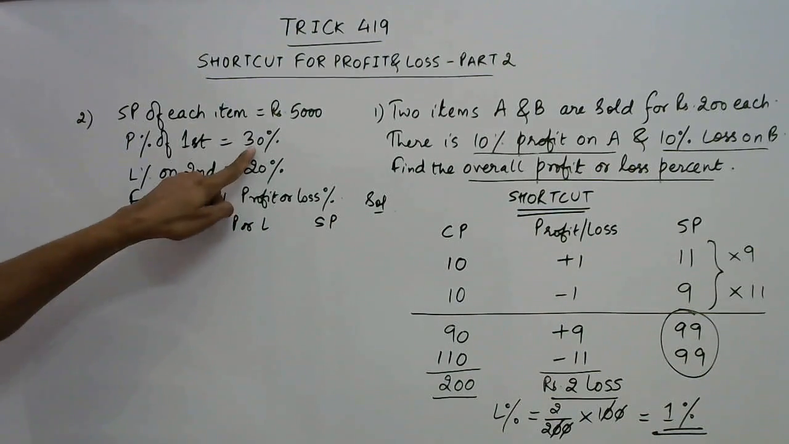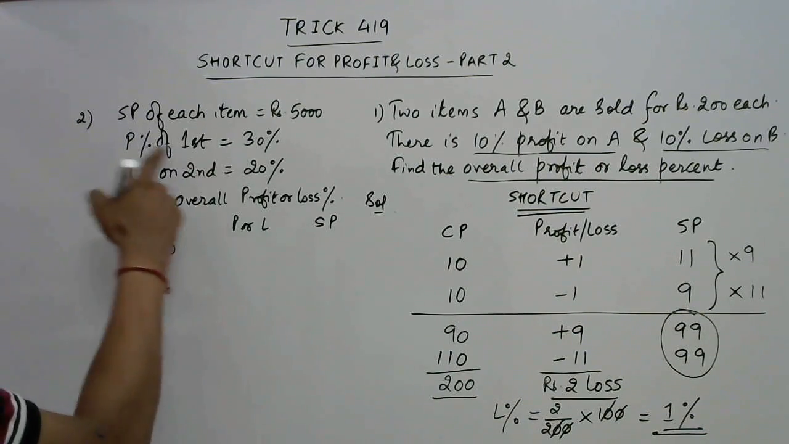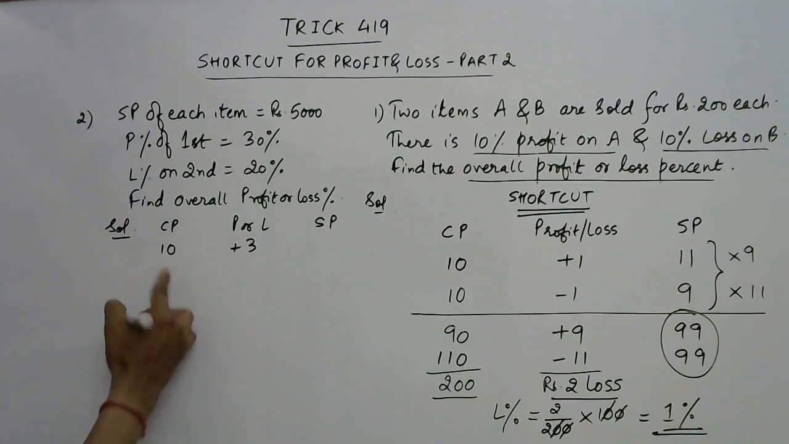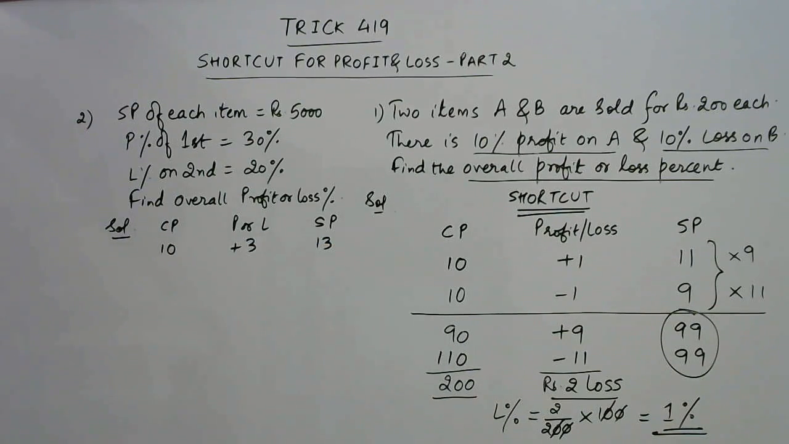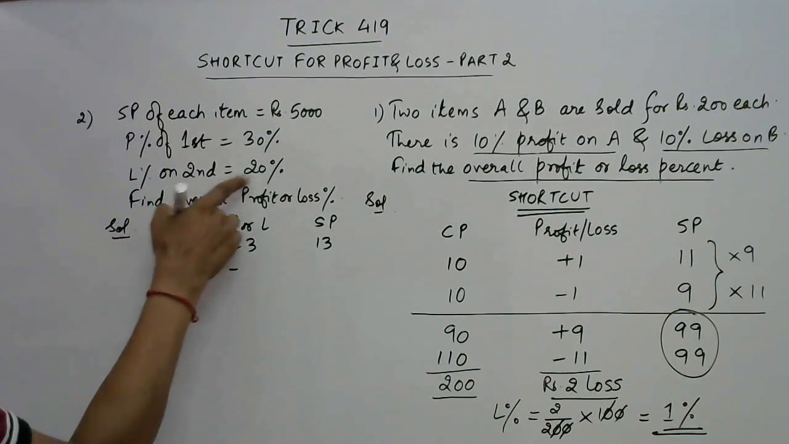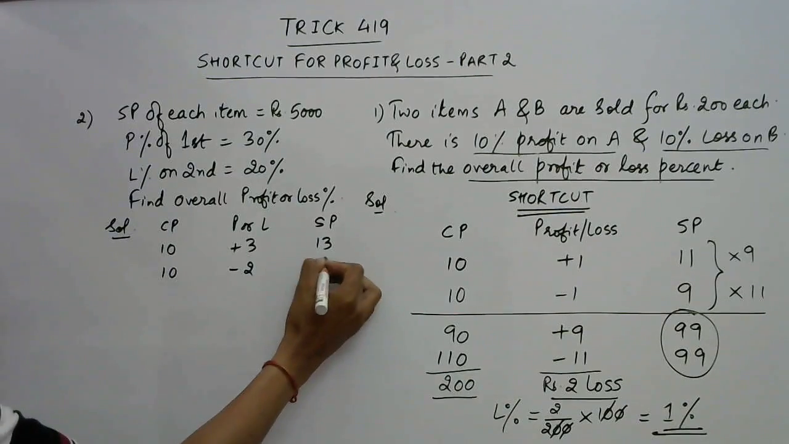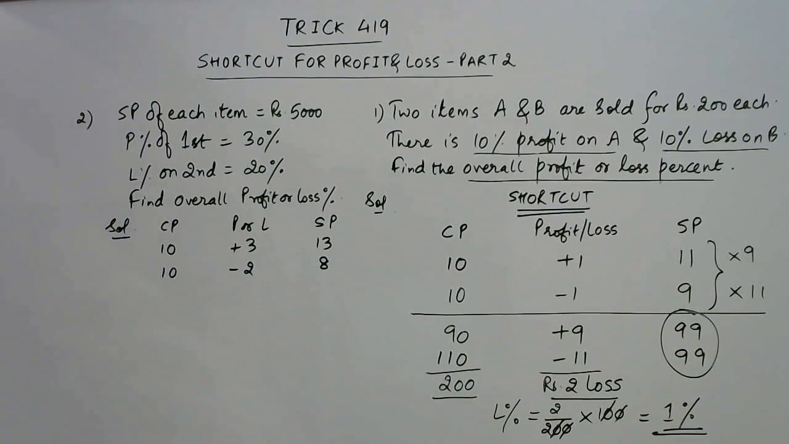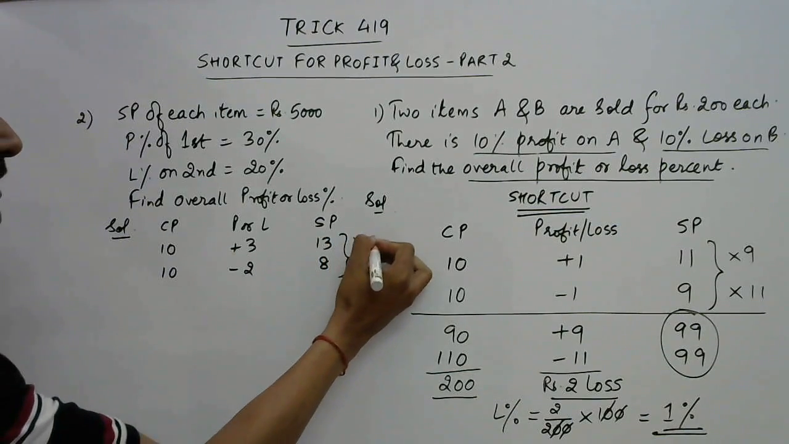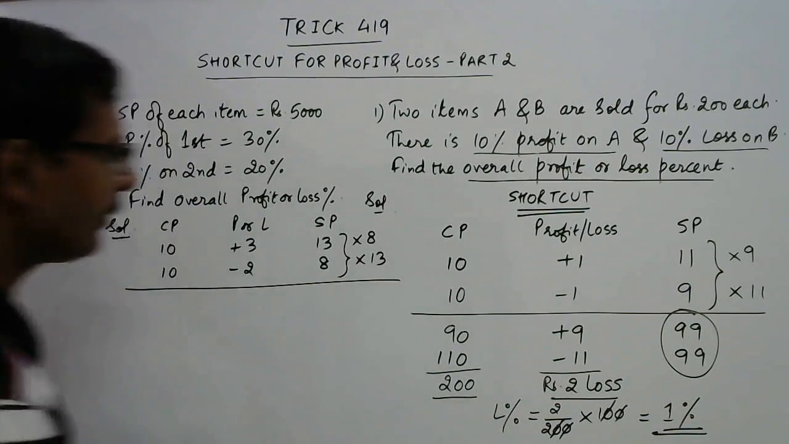Now 30%. So I always take 10 because 10 is easier to handle. Profit percent means plus, and 30% of 10 is 3. So 10 plus 3 is 13. If cost price is 10, then loss percent is negative. 20% of 10 is 2 and 10 minus 2 is 8. So here we have 13 and 8, but we need to equalize these. So I'll multiply this by 8 and this by 13. So I'll obtain another table.